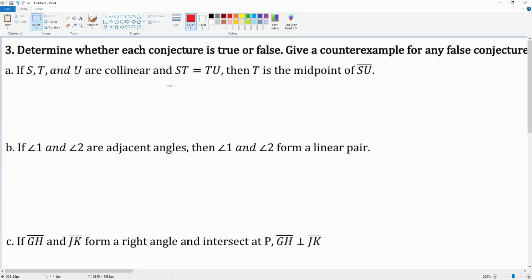For number 3, we are going to determine if the conjecture is true or false. If it's false, we have to give a counterexample. The first one: S, T, U are collinear, where ST is congruent to TU, then T is the midpoint of SU.